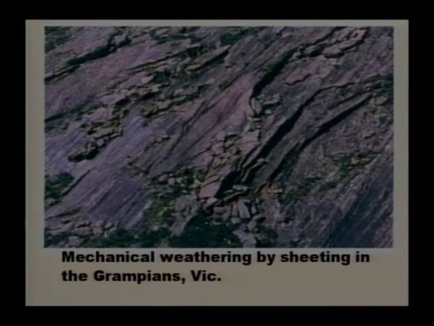A photograph showing sheeting in the Grampians, which is an example of mechanical or physical weathering. You can see the cracks along the sides here, which have occurred as a result of rocks at the top being removed. Pressure release jointing.